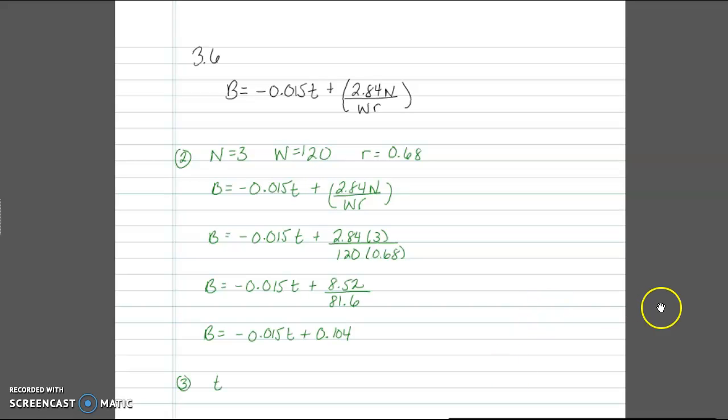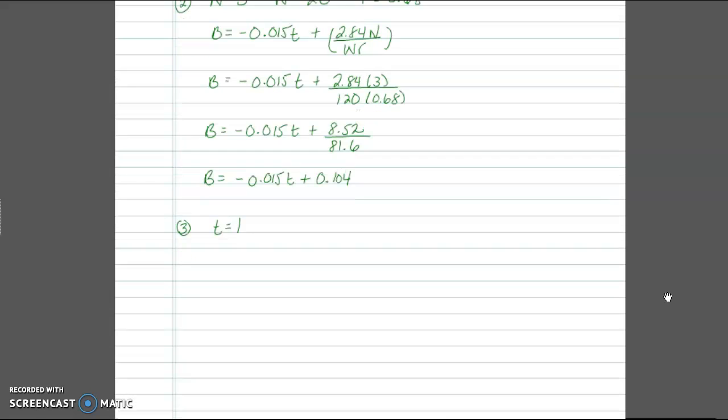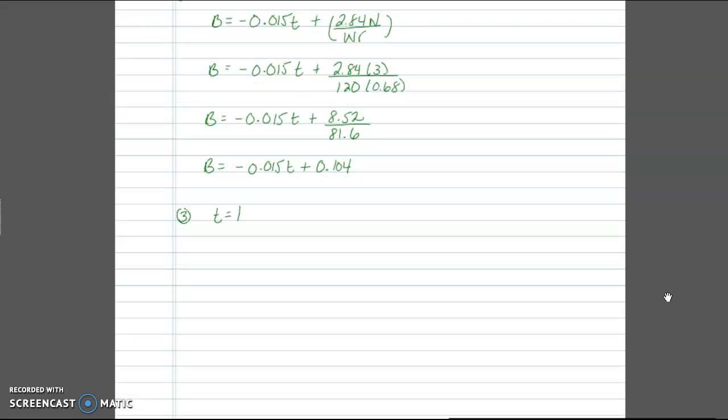And you're asked to do that in question 3. In question 3, you're told to use the simplified formula for when T is equal to 1, and for T is equal to 3, and for T is equal to 5. So 3 separate times we're going to take the value for T and put it into the simplified formula. In place of T, I'm putting a 1. Again, there's multiplication here. Then we're going to simplify using order of operations. So I would multiply negative 0.015 times 1, and then add 0.104.